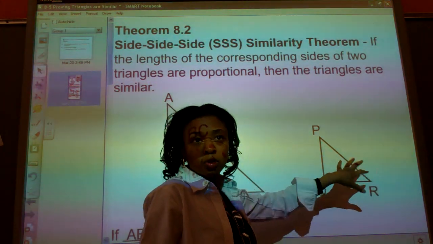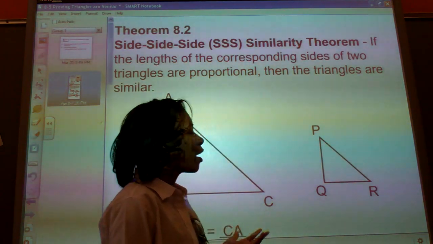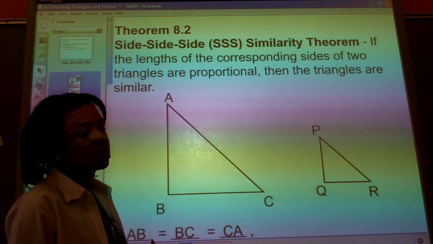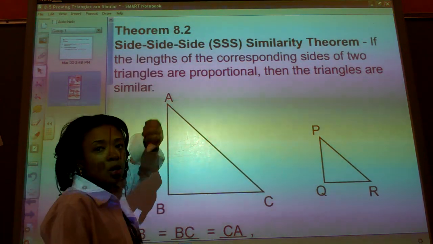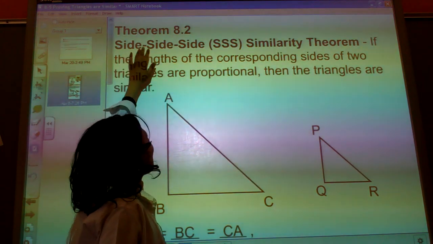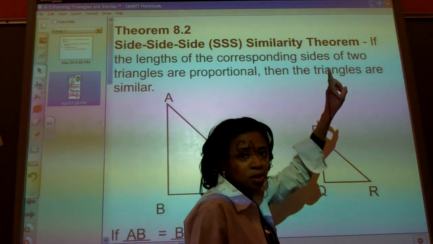Similar triangles, similar polygons, and triangles, of course, are polygons, three-sided. How can we relate that they're similar? Well, two theorems we're going to look at. The first theorem we're going to look at is Theorem 8-2, which is the side similarity theorem.